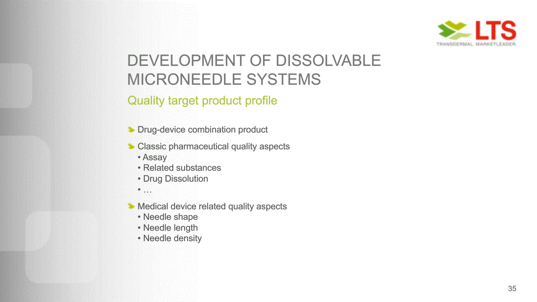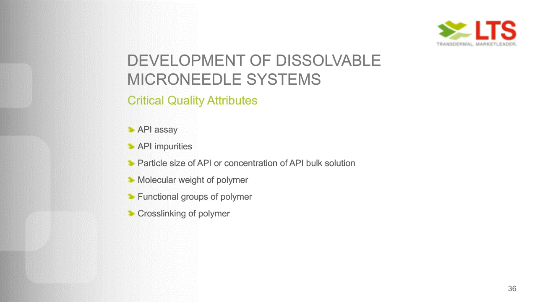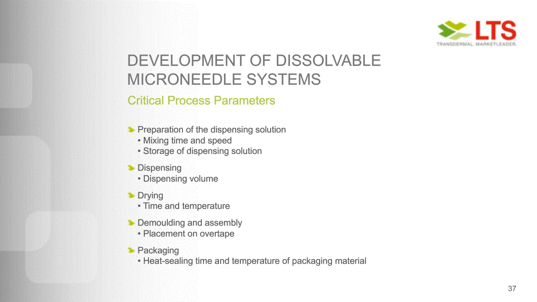So you have classical pharmaceutical quality aspects as well as the medical device ones, where needle shape, length, density, and structural integrity are quite important. The typical critical quality attributes are in place: API assay and purity, molecular weight of the polymers most likely, then a critical material attribute. And of course, critical process parameters, always when it comes to dispensing solution, mixing, storage, dispensing volume, quite important because it defines API content, time, temperature for the drying steps. And of course, when you package in a pouch, heat sealing, time, temperature.